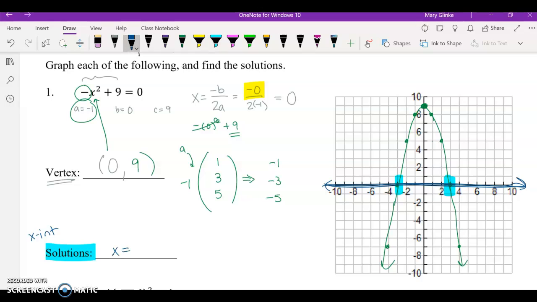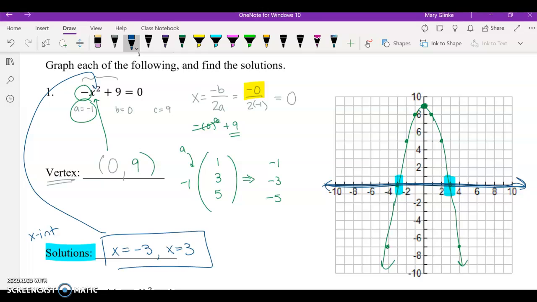So we can know for sure that my solution is going to be at x equals negative 3 and at x equals positive 3. And if you want, you can always take these values and plug them back in for x and see if you get 0 back out. And that would verify that these two then are the answers that make that equation true.